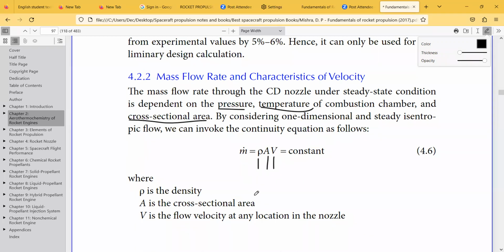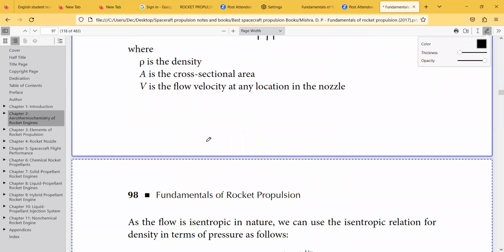M dot means propellant mass flow rate. Here it is not another mass, but just the propellant hot gas flow rate, which is equal to rho A V, like the fluid flow in a duct. So m dot is equal to rho A V, which is constant. Rho is the density of the gaseous fluid. A is the cross-sectional area. V is the velocity at any location in the nozzle.